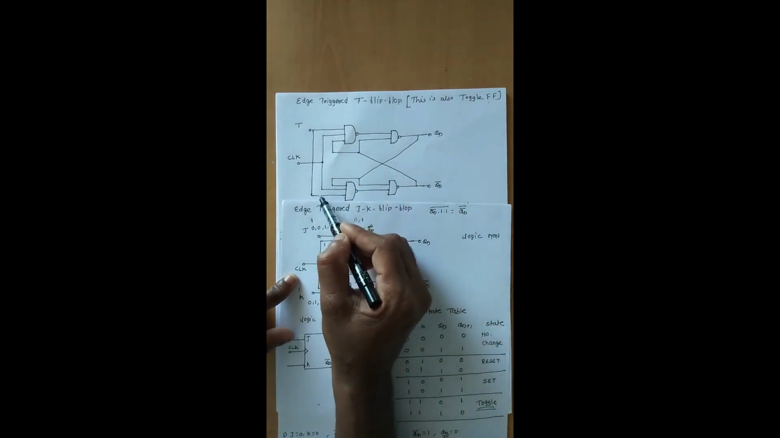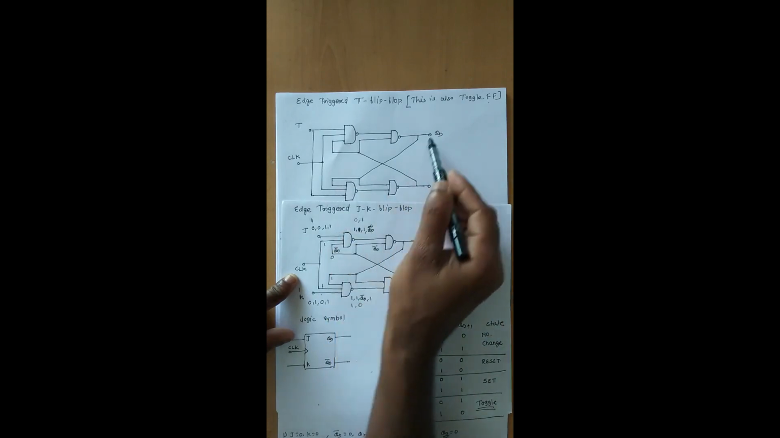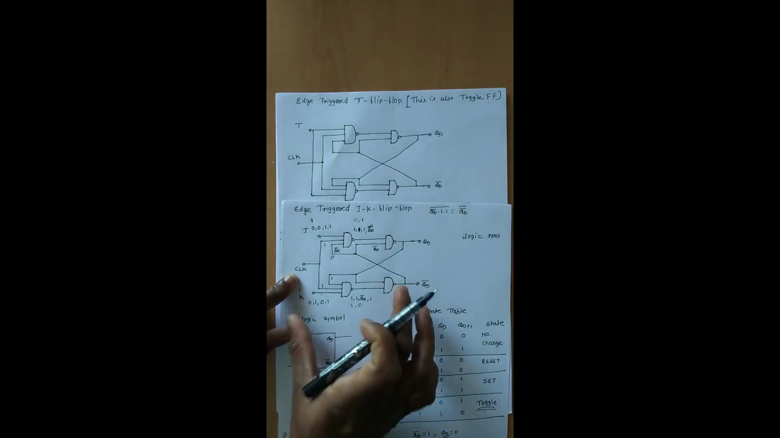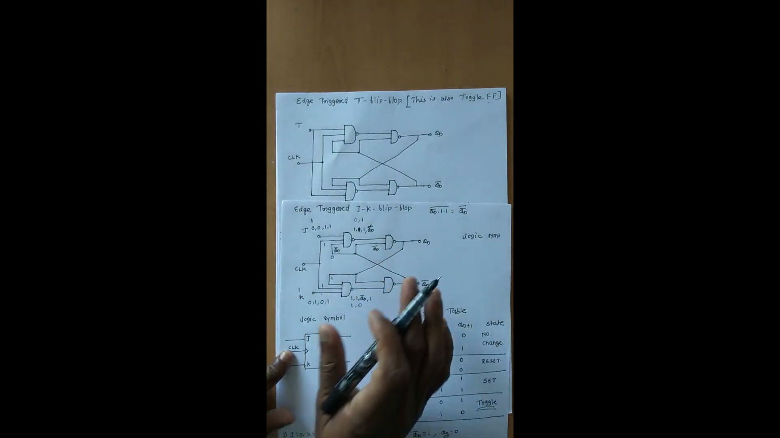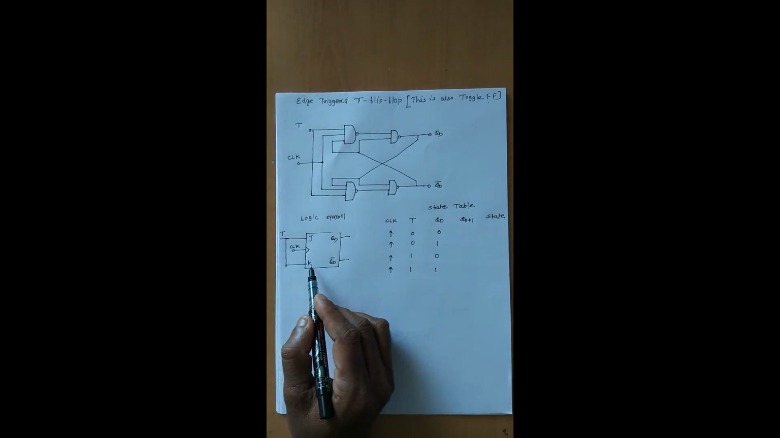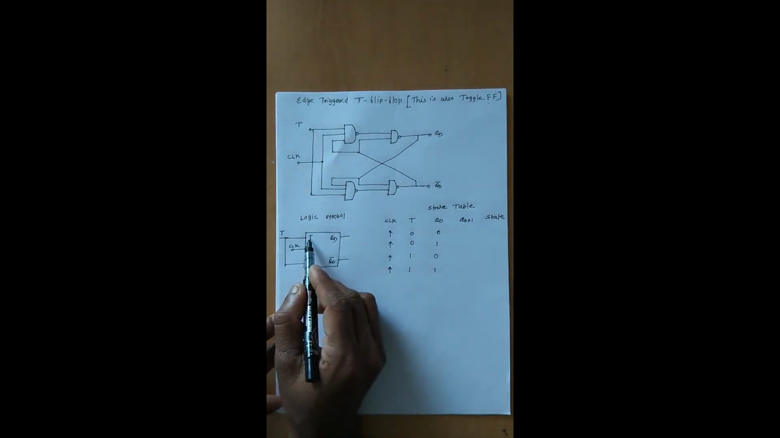Here one input is the clock, one is T, and another is the feedback output from Q of N, which is not going to be changed as in JK flip-flops. So there is no difficulty in building this T flip-flop. This is the logic symbol of the JK flip-flop, where T is connected in common between J and K.